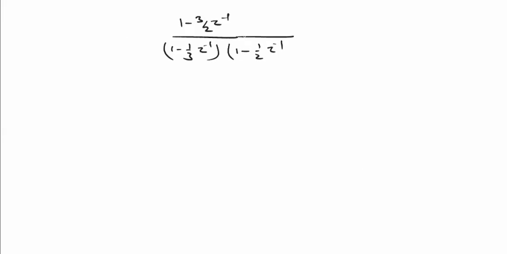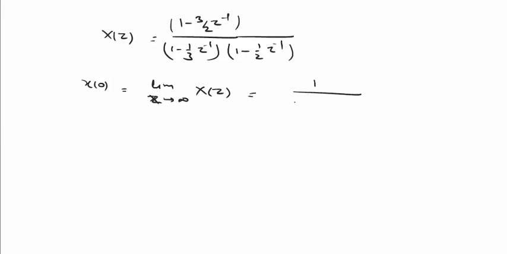For example, I took an example: 1 minus 3 by 2 z inverse over 1 minus 1 by 3 z inverse times 1 minus 1 by 2 z inverse. We want to calculate initial value of this expression xz. x0 is limit z tends to infinite xz, by putting z inverse equals to 0, 1 upon 1 minus 0 times 1 minus 0. Result is 1. Initial value theorem is completed with example.